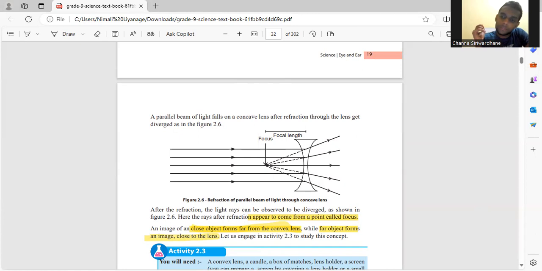But what happened to it after the refraction through the lens? It gets diverged, as in figure 2.6. You have to pay attention to figure 2.6. That shows what happened after landing parallel rays on a concave lens, right? Then you can see that all the light rays get diverged after the refraction.